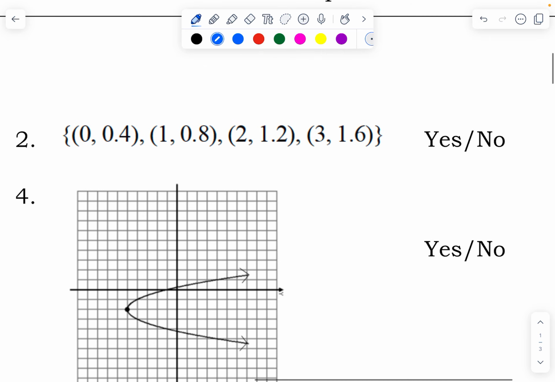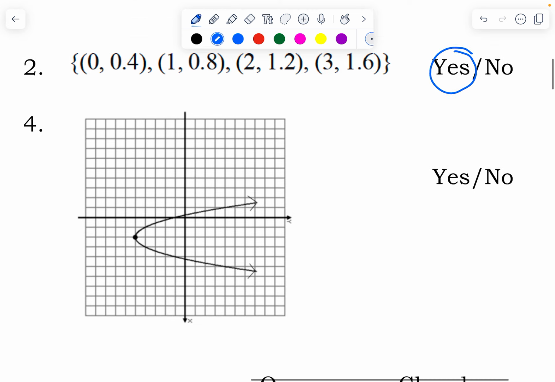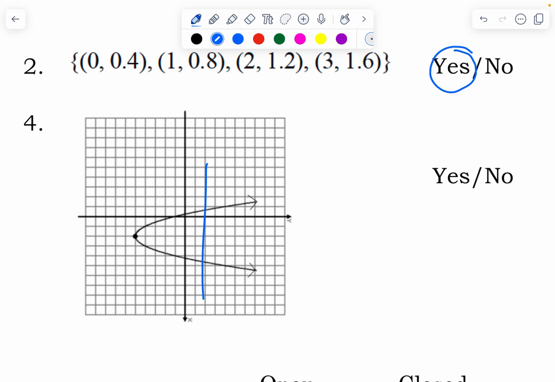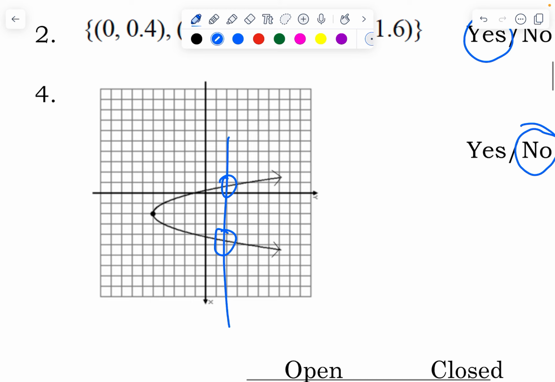Okay, now let's look at this one. I see 0, 1, 2, 3. Oh, that's nice. I don't even have to look at the output values because the input values they gave us were all unique. Okay, the next one, hopefully you notice that if I draw a vertical line, I have a point here and here, which means it fails the vertical line test. It is not a function. So what we might say is that the input value of 2 has 2 output values. I don't quite know what they are.